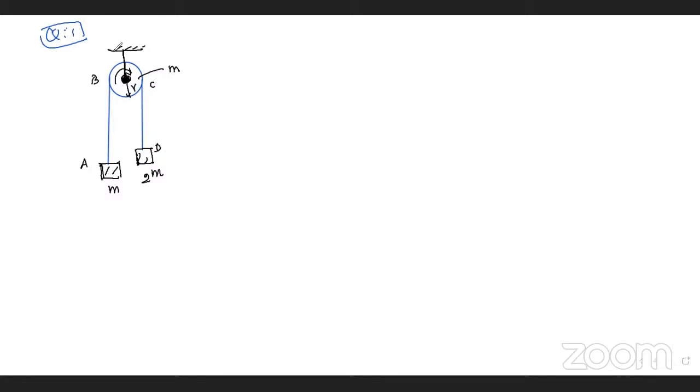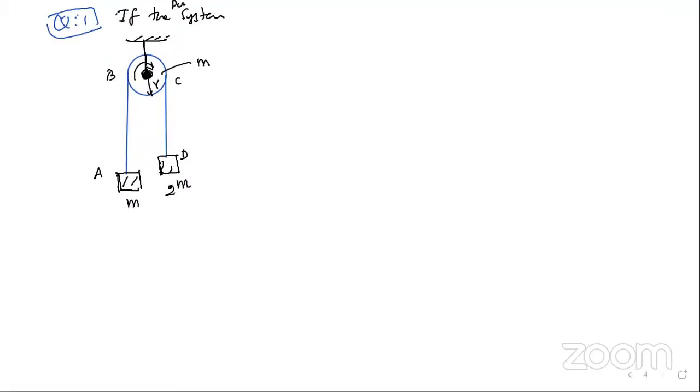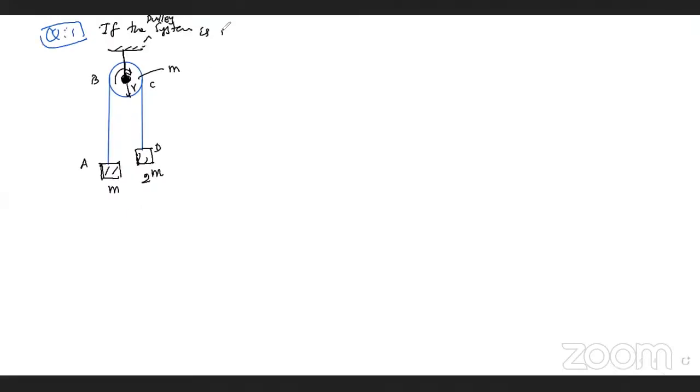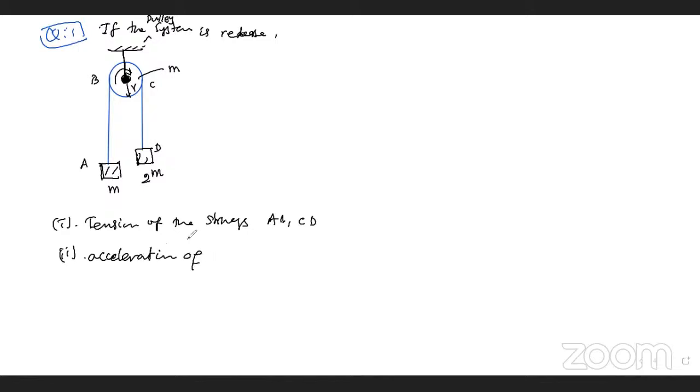Write the question down, right? If the pulley system is released as shown in the figure, then find, first, the tension of the strings A, B and C, D; second, the acceleration of the bodies. Okay, try to do this.